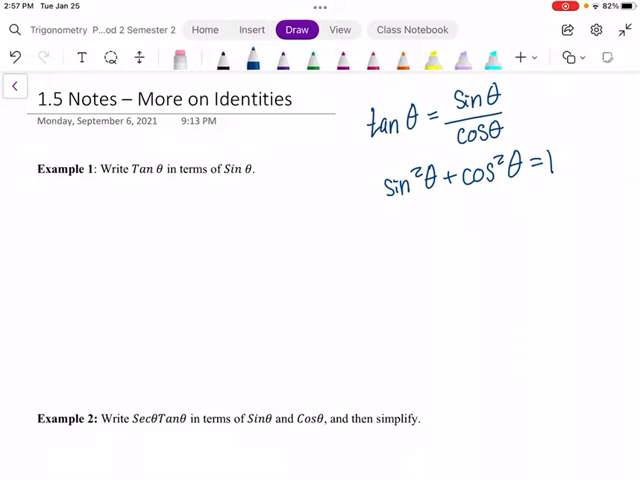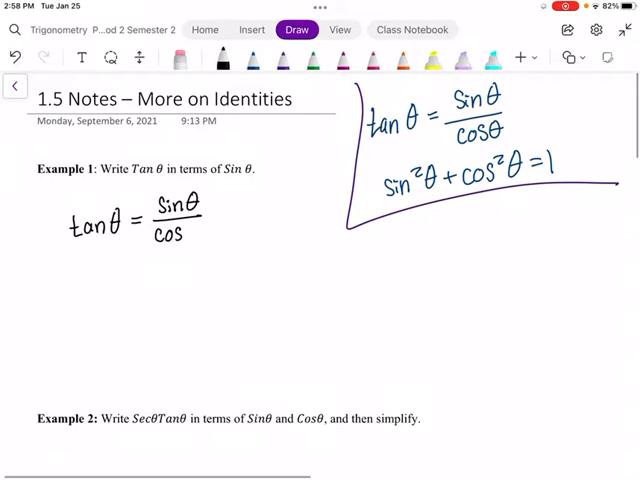So today we're going to be talking about how to simplify different trig functions by using identities. So the first example we're going to do is we're going to write tangent theta in terms of sine theta. So that means we need sine to be the only trig function that shows up in this ratio or in this problem. So let's start with what we know. We know tangent of theta is equal to sine theta over cosine theta.